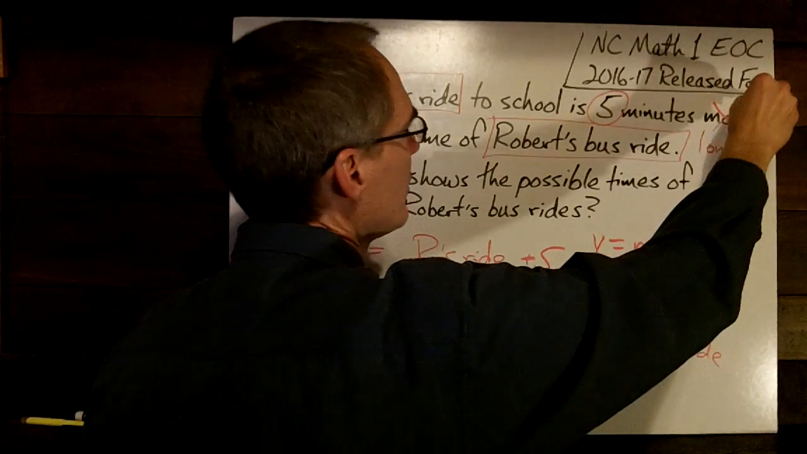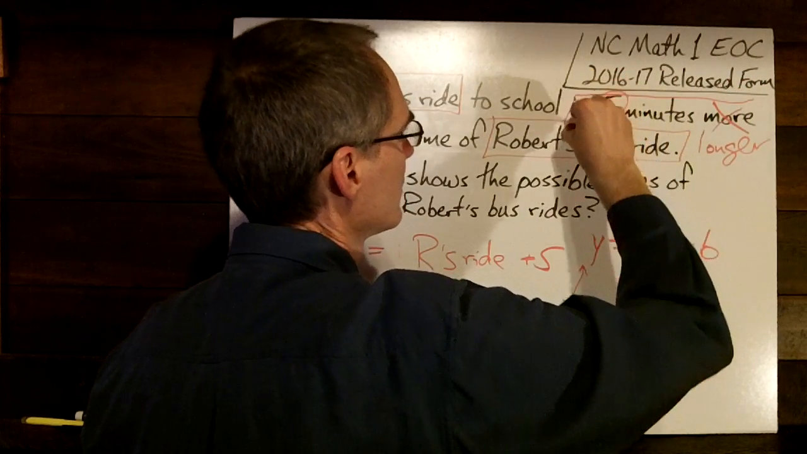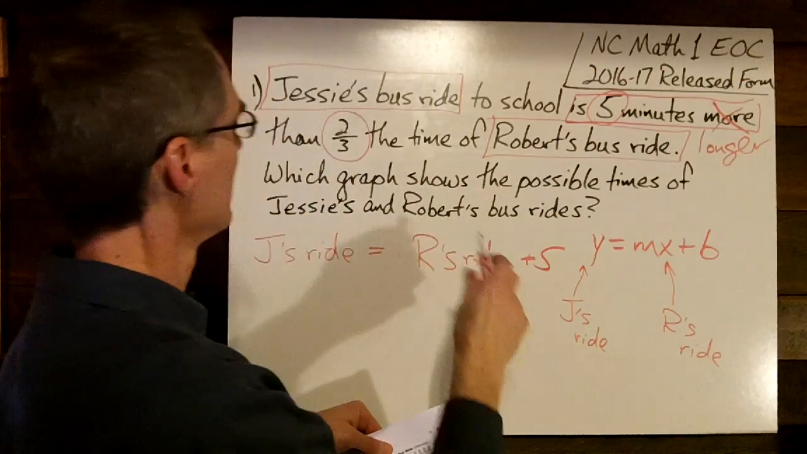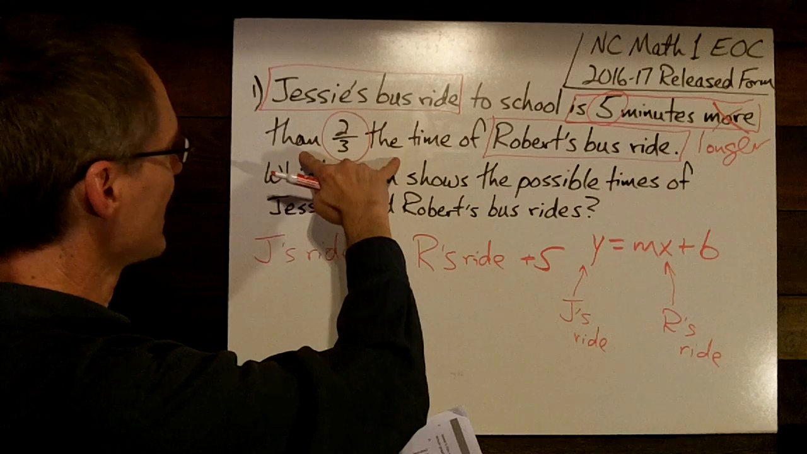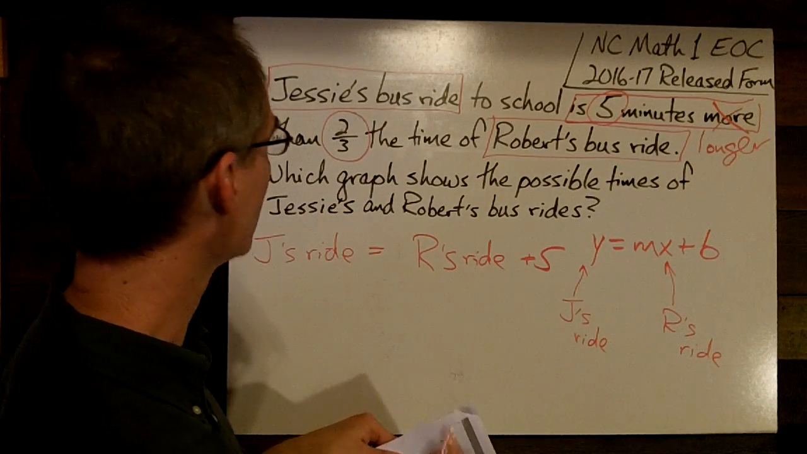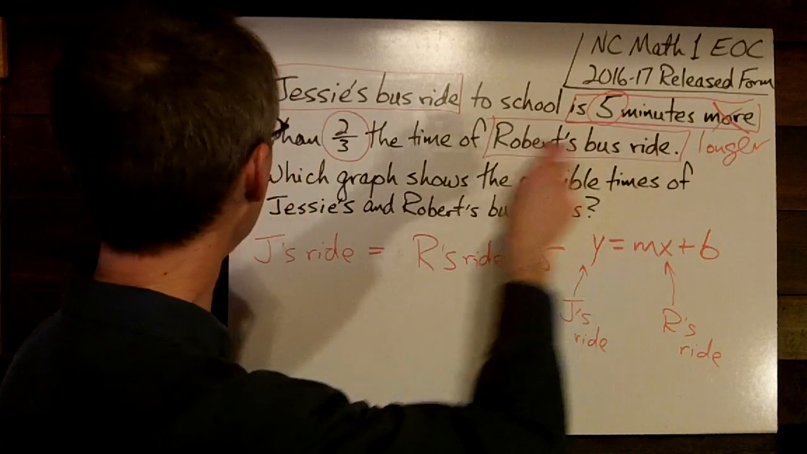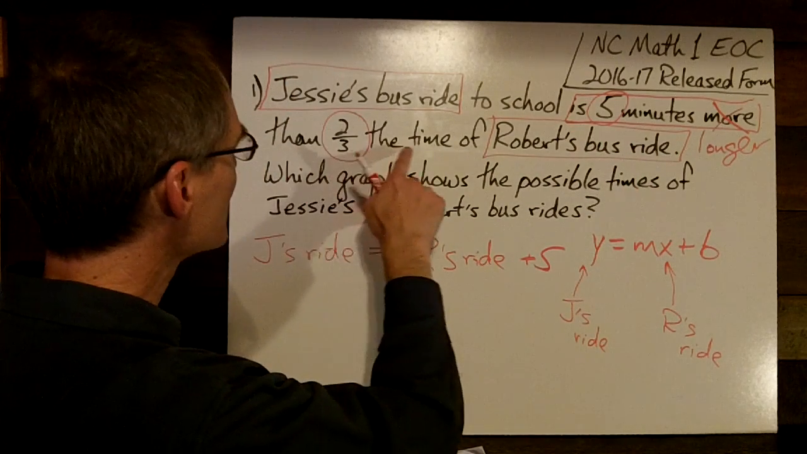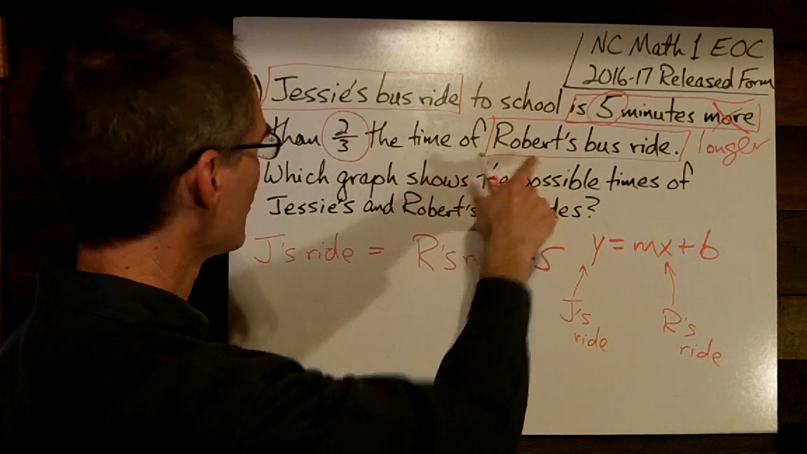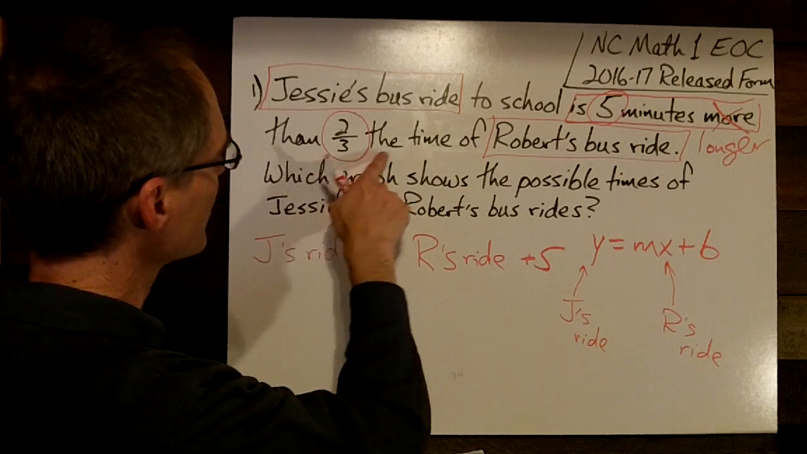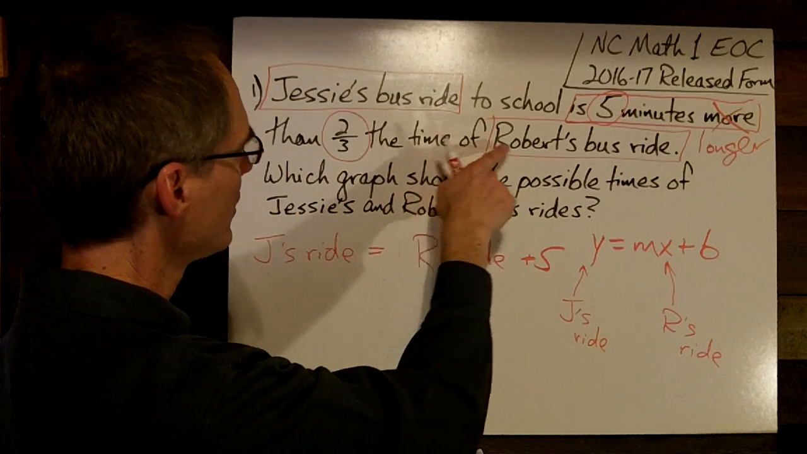But now that's only this part and the two bus ride parts. I'm still leaving out this whole 2/3 of the time. So let me see if I can add that in. Jesse's bus ride to school is 5 minutes longer than 2/3 of the time of Robert's bus ride. Okay, so 2/3 the time of Robert's bus ride.